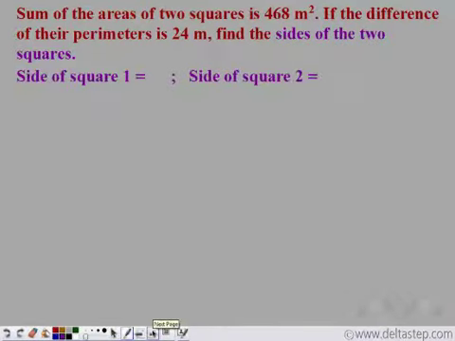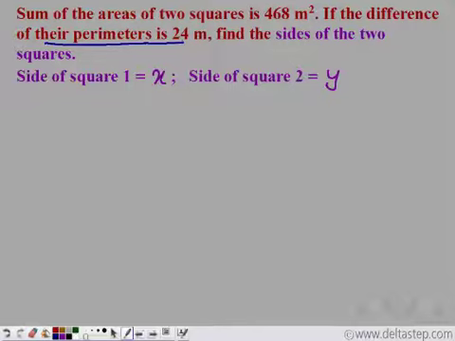So let us denote these by variables. Let us assume that the side of square 1 is a variable x and the side of square 2 is another variable y. Now, next we see what else is given to us. It is given that the difference of their perimeters is 24 meter. So we have talked about their perimeters. What is the perimeter of a square? The perimeter of a square is 4 into side.